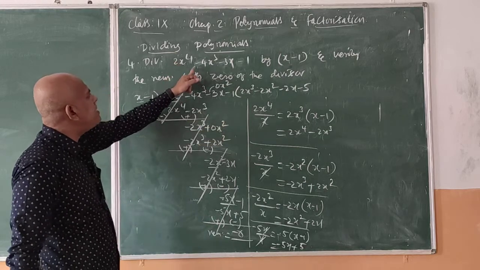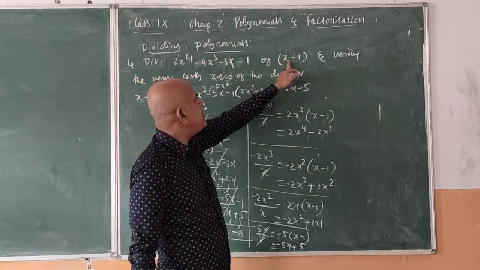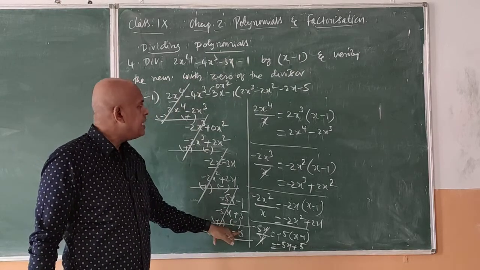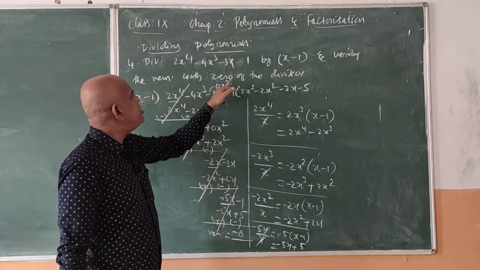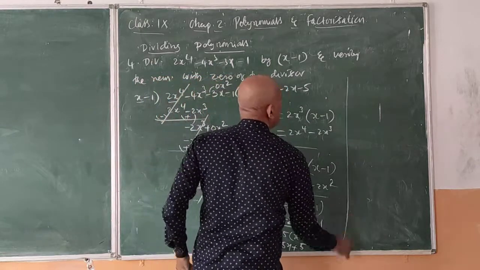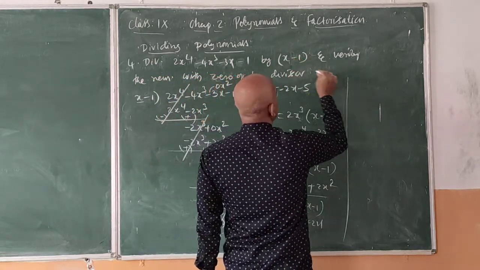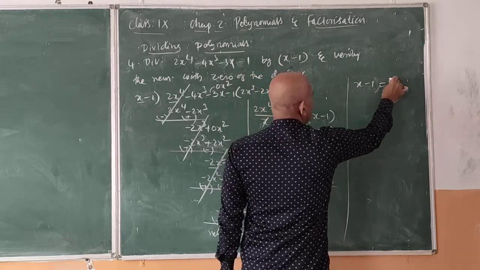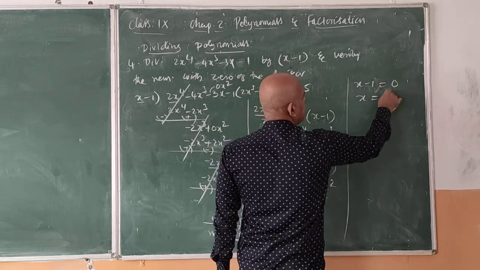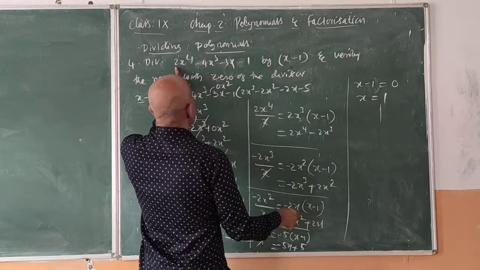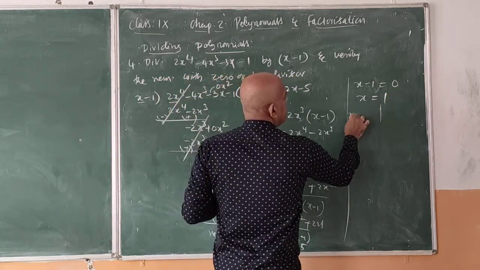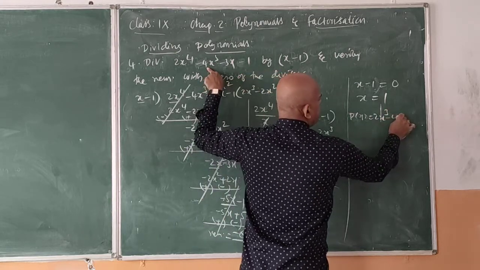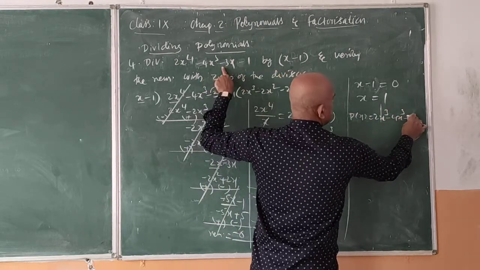What they ask here: divide the polynomial by the binomial x minus 1 and verify the remainder. Here we got remainder minus 6, and also verify the remainder with the zero of the divisor. Zero of the divisor means we have to equate the divisor to 0. This is the divisor, x minus 1, you have to equate to 0. x is equal to 1. This we have to substitute in the given polynomial. So p of x is equal to 2x power 4 minus 4x cube minus 3x minus 1.